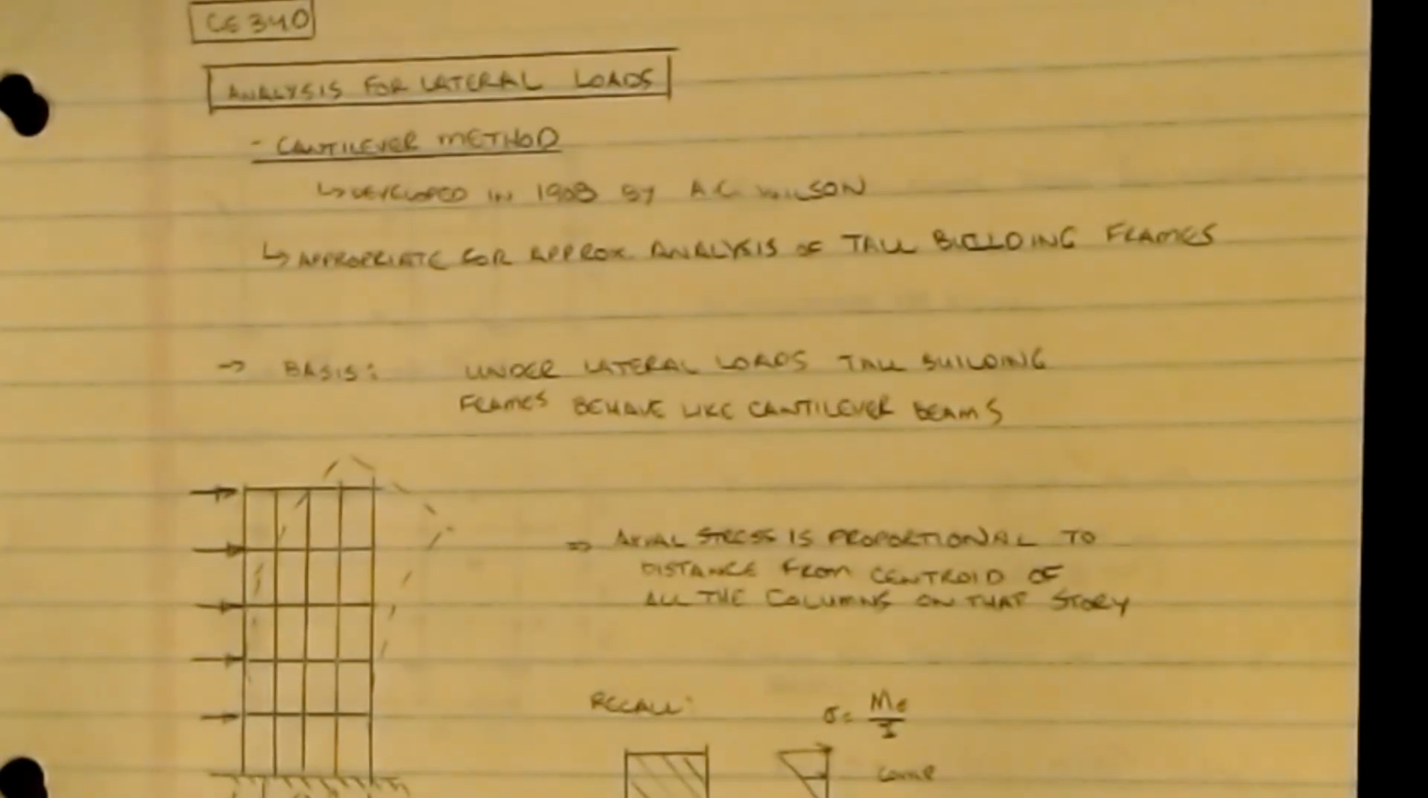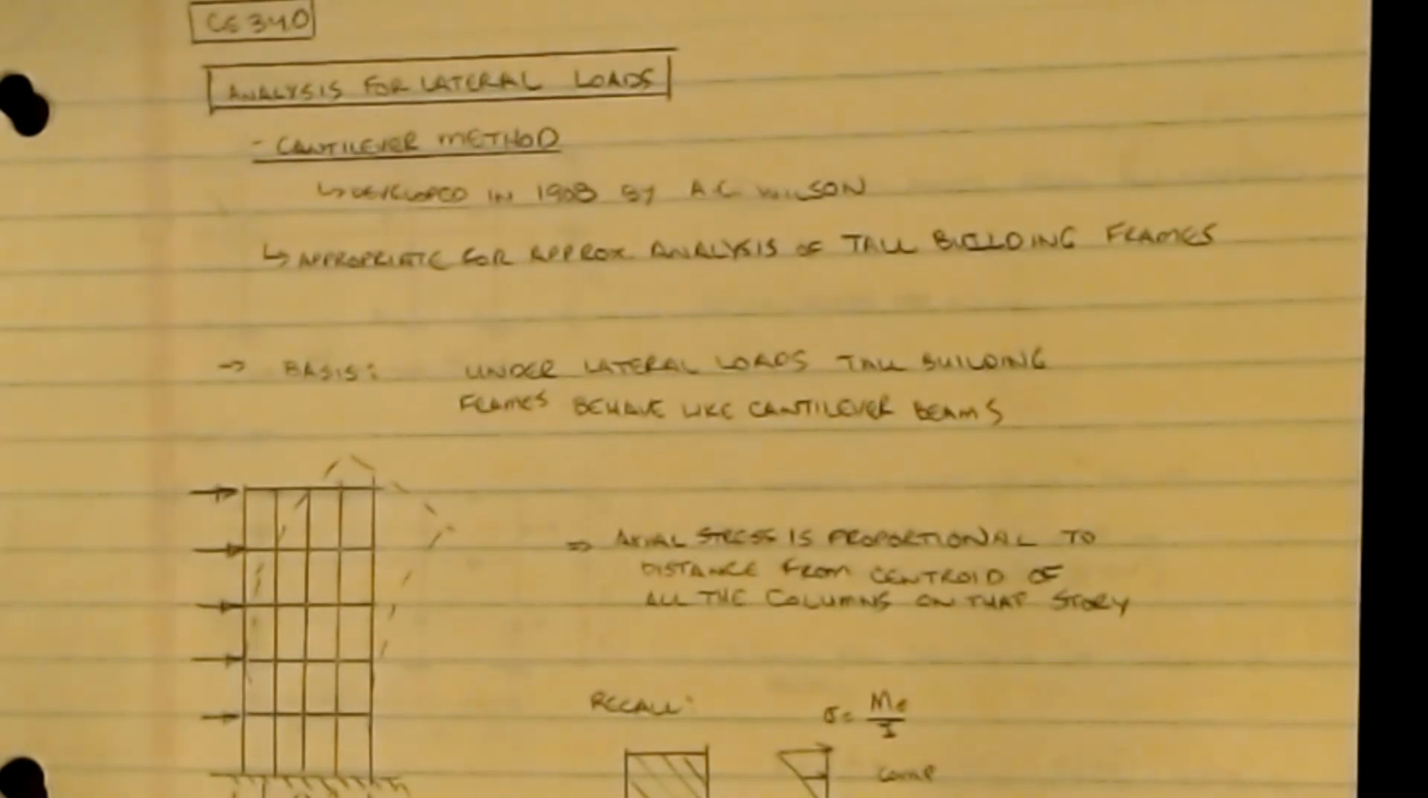The cantilever method is another approximate technique that is useful for structures that are subjected to only lateral loads. It was developed in 1908 by A.C. Wilson and is appropriate for tall, flexible building systems. Basically, the idea behind this method is that under lateral loads, tall building frames behave like cantilever beams.